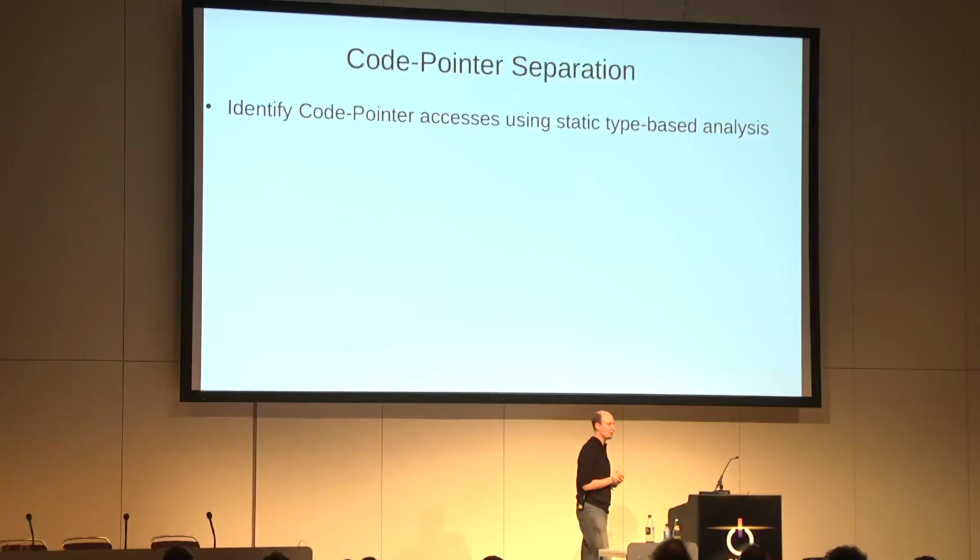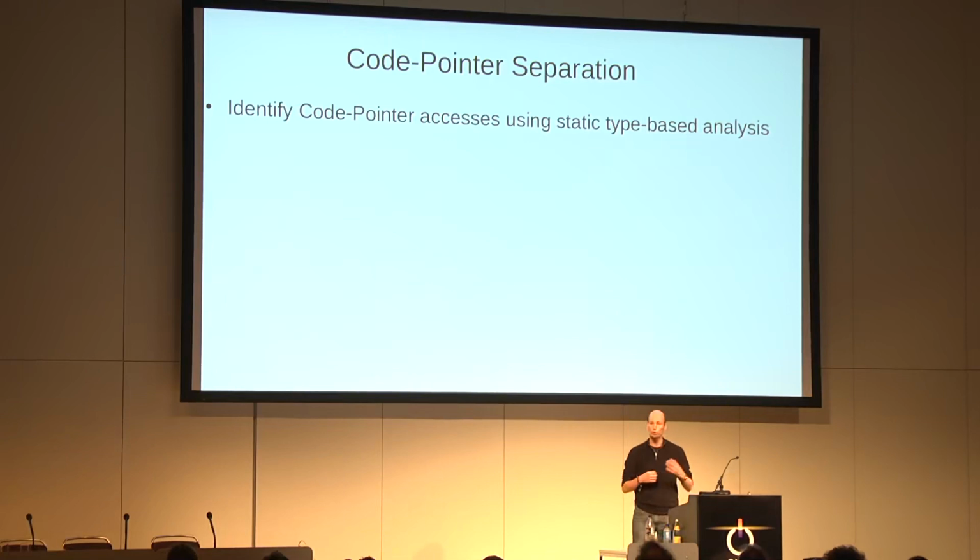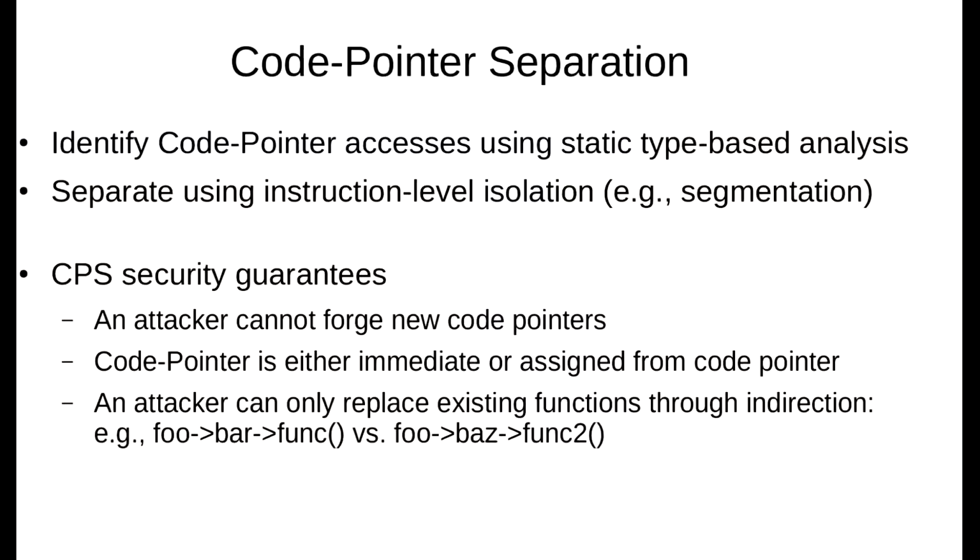Using the compiler-based technique, in our analysis phase, we identify all code pointer accesses through some static type-based analysis and redirect them to the different memory view. The two memory views, again, are separated using instruction-level isolation, for example, segmentation on x86 or blinding on x64. And we give a bunch of security guarantees. Using this separation, and you have to think about it for a while until you understand the security guarantees.